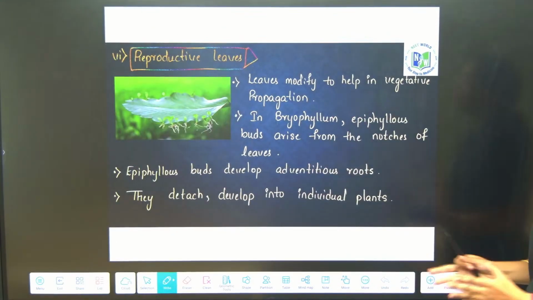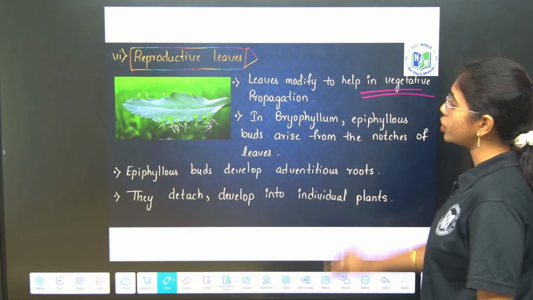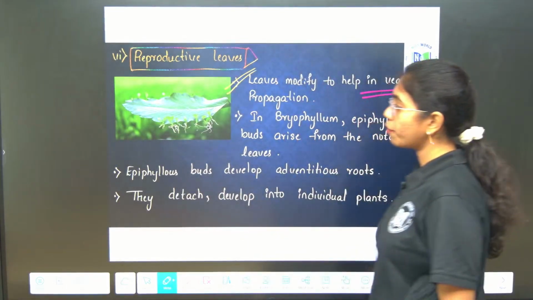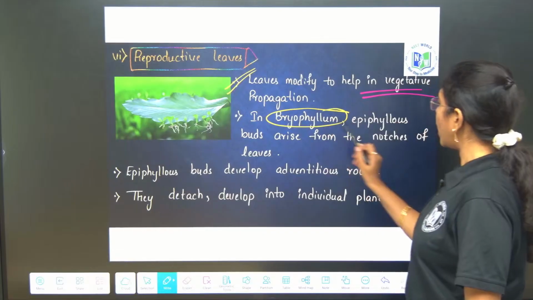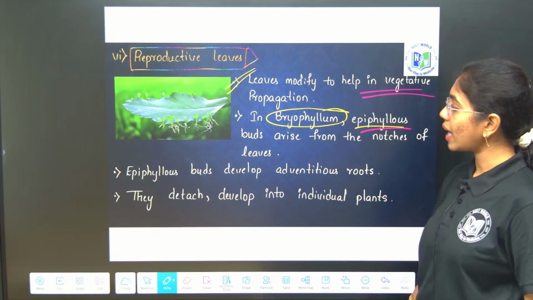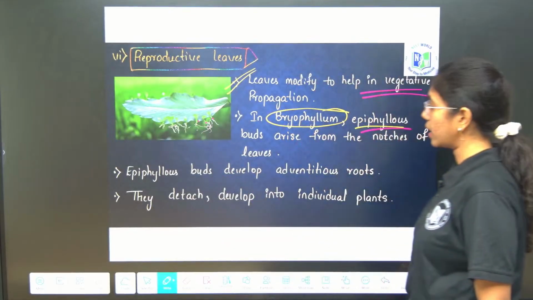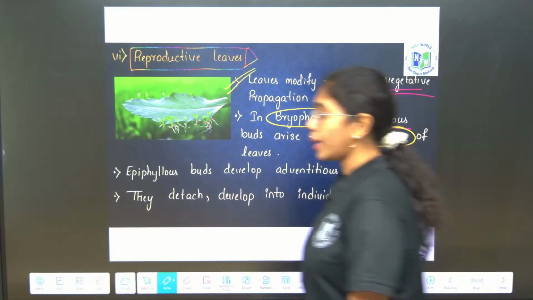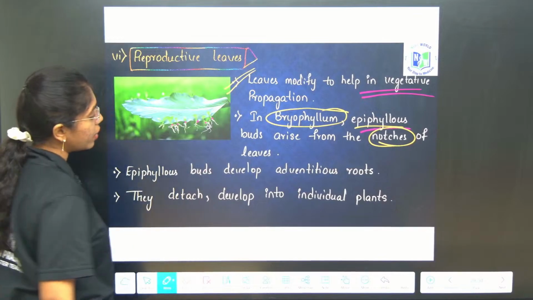And next is reproductive leaves, wherein leaves modify to help in vegetative propagation. The best example of reproductive leaves is bryophyllum, which is epiphyllous. It has epiphyllous buds like this, which arise from the notches of the leaf.